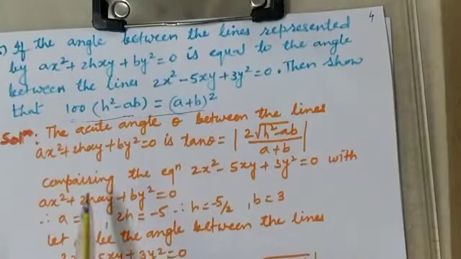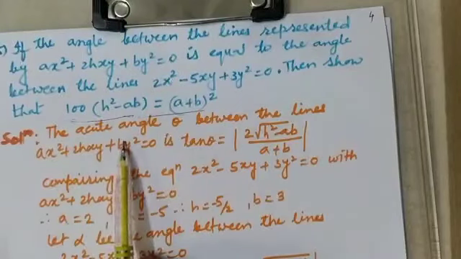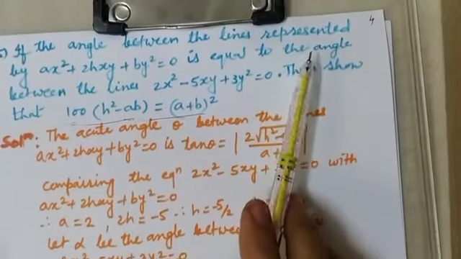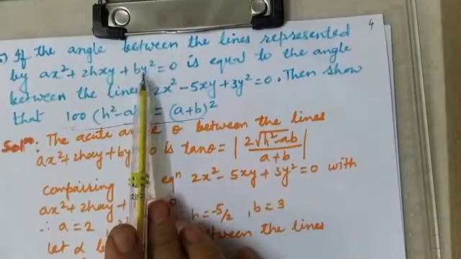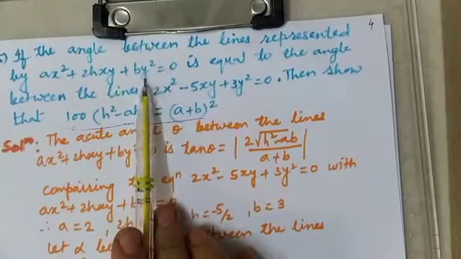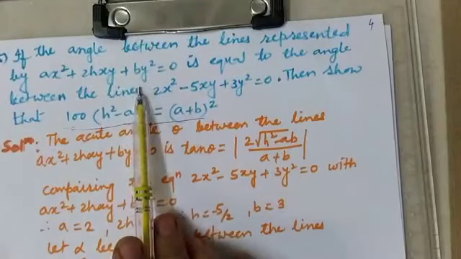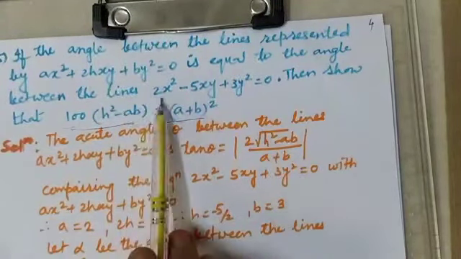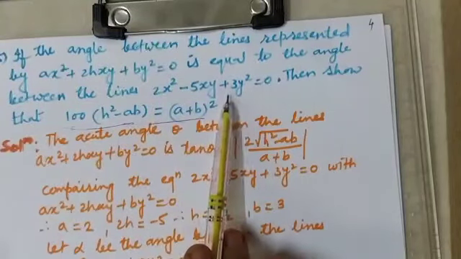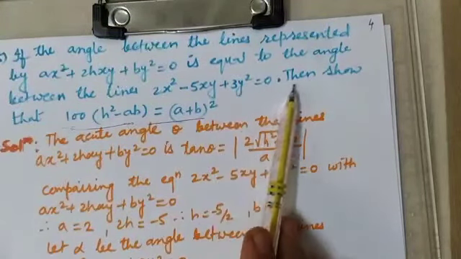Now consider, as it is given to us, that the angle between the lines represented by the equation is given. Just now we have seen by the formula that tan theta is equal to modulus of 2 into root of h square minus ab by a plus b whole square. Now similarly we can find out the angle between this. What is the angle? We will consider this.